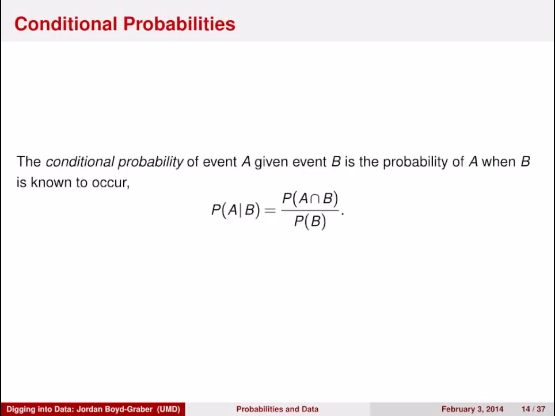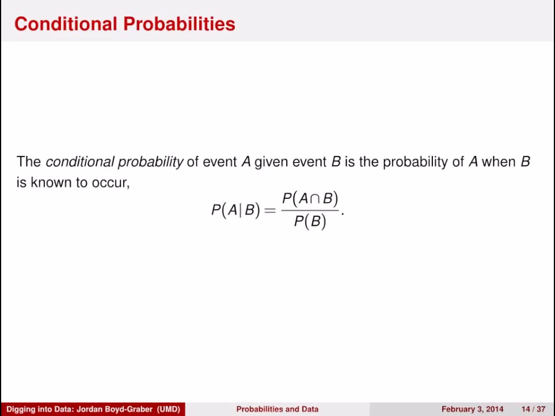Another common probability that we'll work with is the notion of conditional probabilities. The conditional probability is defined as the probability of event A given that you already know B occurs.